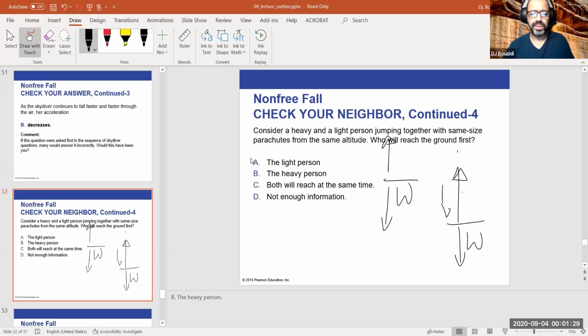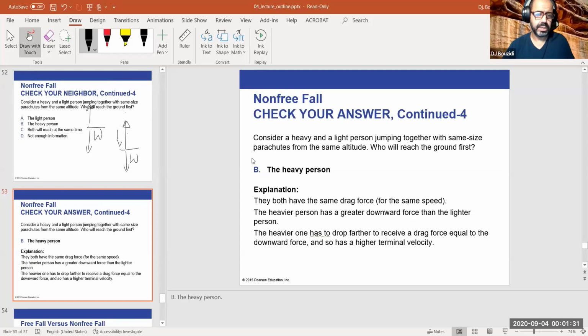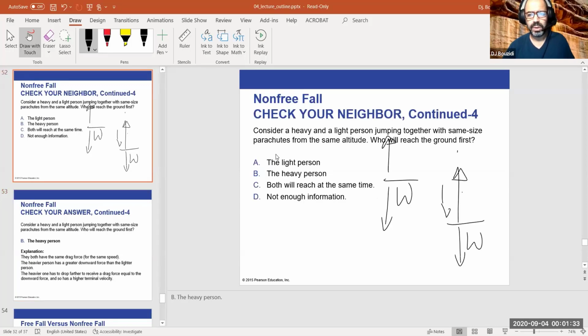Is this correct? Yes, the heavier person is the one, because again, he needs more time to reach his terminal velocity versus the light person. Case in point, a feather reaches terminal velocity quicker, but again, that's because your shape is different. But here you have the same parachute, so both of them have the same cross section.